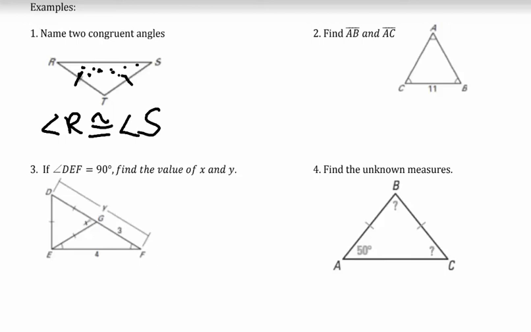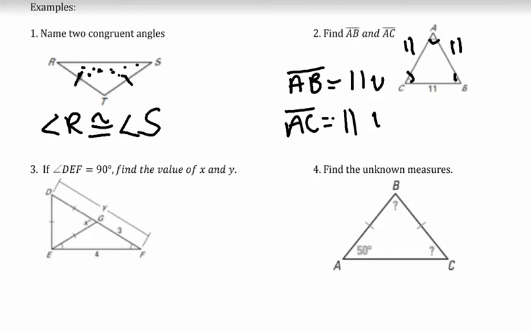If I look at the next one, looking at the triangle, find the measure of AB and AC. So AB and AC, those are sides, not angles, because they're line segments. So go to my triangle. What is my triangle? It's equilateral. How do I know? Because these arcs tell me all my angles are congruent. So that means all my sides are congruent. So if that's 11, that's 11, and that's 11. AB equals 11, and AC equals 11. And we would just put U for units because we don't know how many units they are.